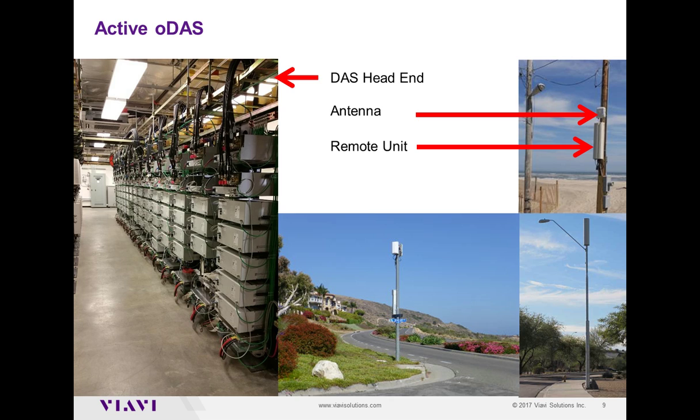Outdoor DAS, just to give you a quick example, is similar to indoor DAS. You can have a hub area where you convert the RF signal into digital, and then you transmit it out to where you are trying to provide coverage in certain areas.